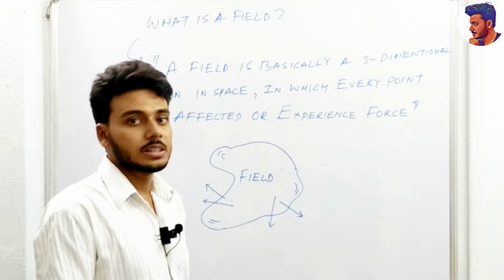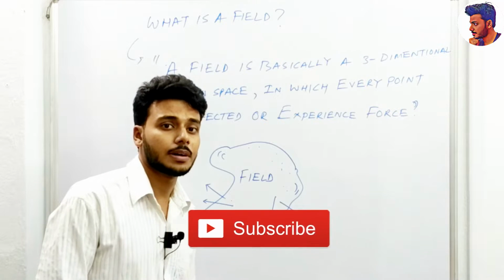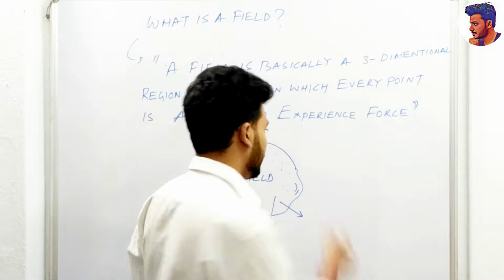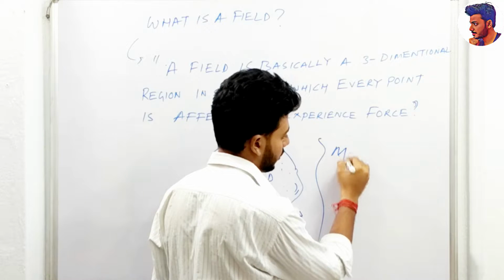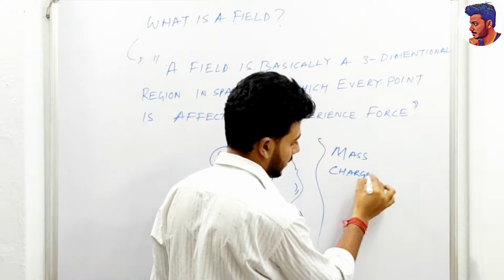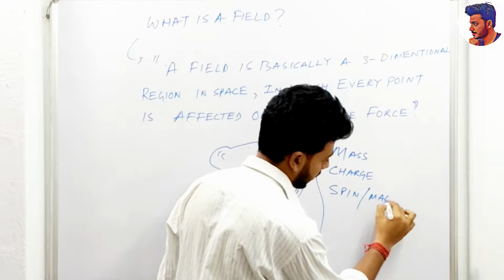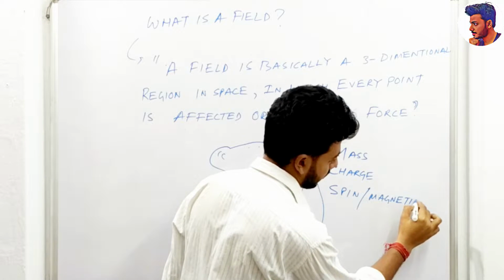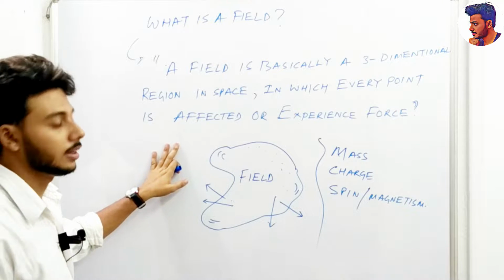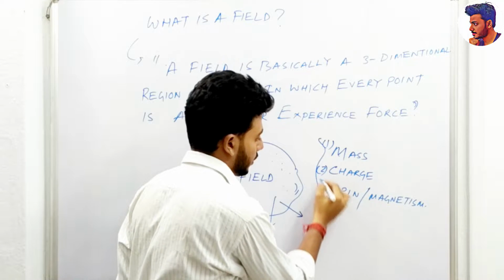Now earlier we have actually discussed about the different kinds of fundamental properties of elementary particles. So these properties are basically, first is mass, second is charge, and third is spin or magnetism. So please write down the definition of the field. So these are the three fundamental properties of elementary particles.